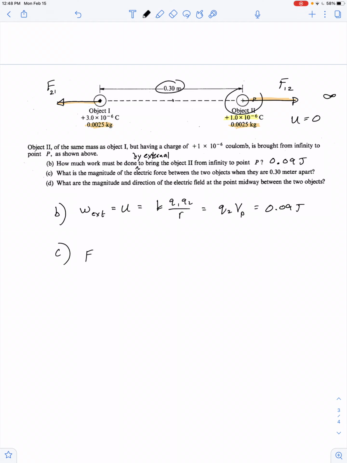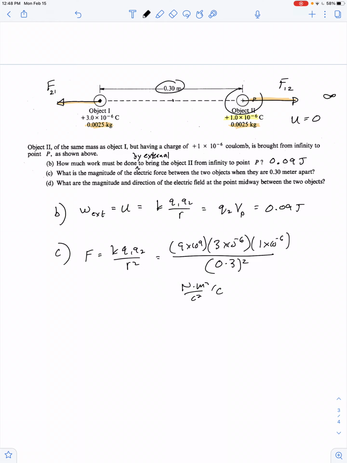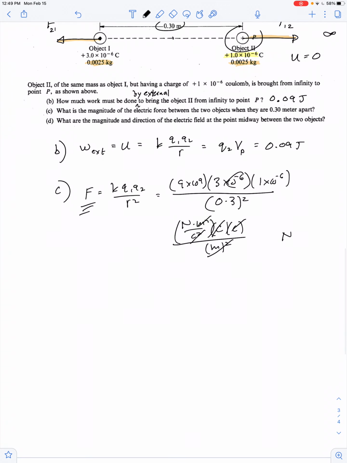The way we calculate that force is from Coulomb's law. So it's kq1q2 over r squared: 9 times 10 to the 9th, times 3 times 10 to the negative 6th, times 1 times 10 to the negative 6th, divided by 0.3 squared. Check the units. Newton meter squared per coulomb squared times coulombs times another coulomb divided by meters squared. So the meters cancel out, coulombs cancel out. We're just left with newtons. We're trying to solve for force after all. So 10 to the negative 6 and 10 to the negative 6 is 10 to the negative 12th. 10 to the negative 12th with 10 to the 9th gives us 10 to the negative 3rd. 3 times 9 gives us 27.